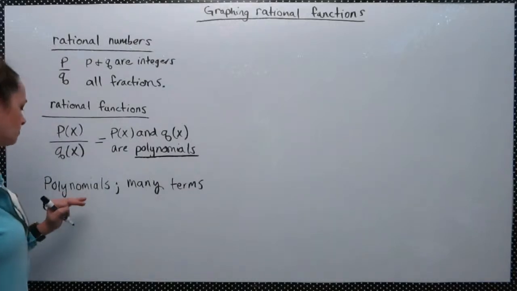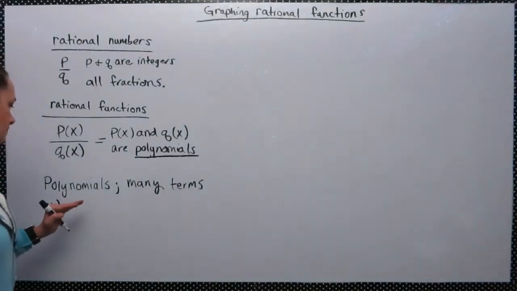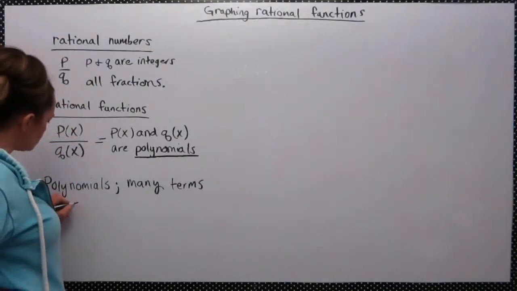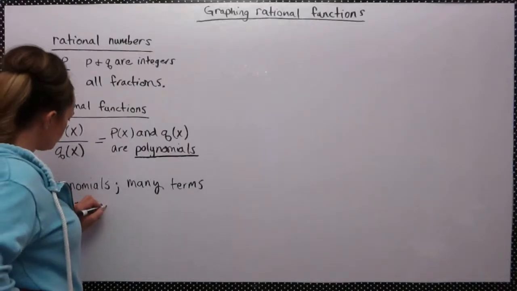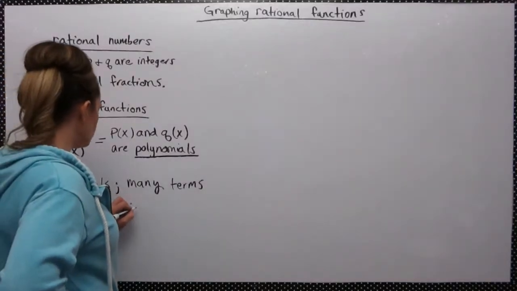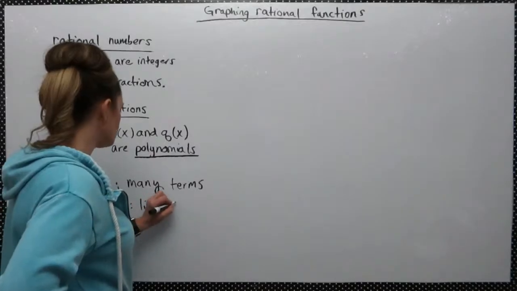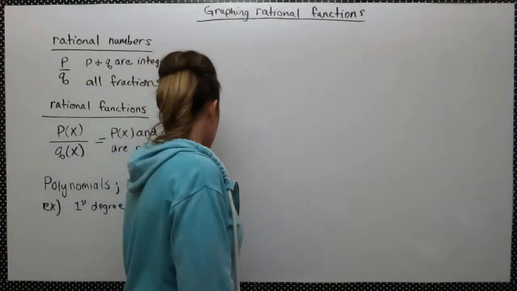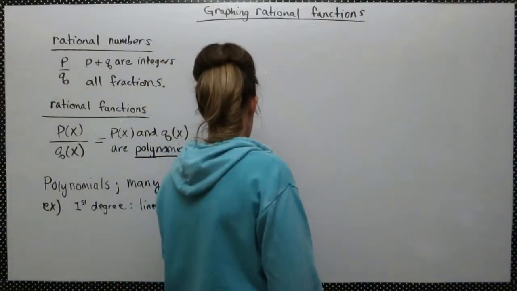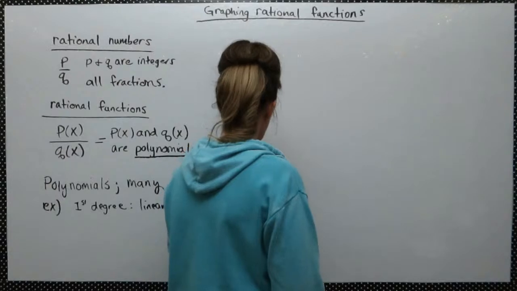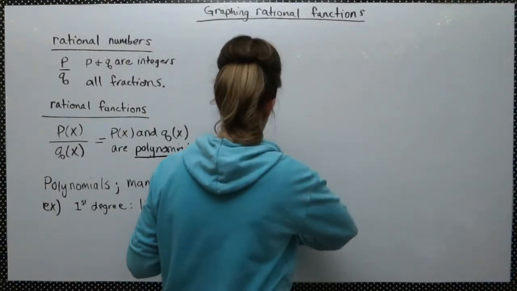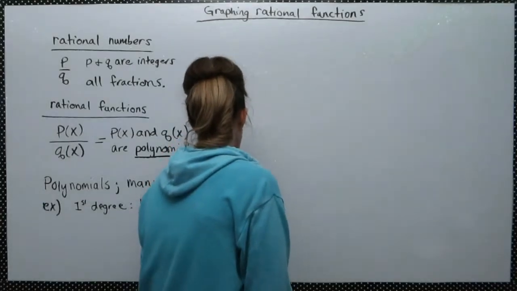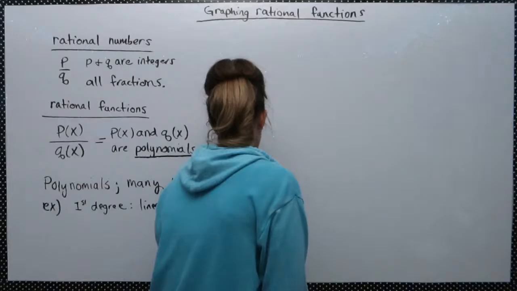They're named by the highest degree of exponents. For example, a first degree would be all your linear functions. What do I mean by linear? I mean y equals x, also y equals a, and x equals b.